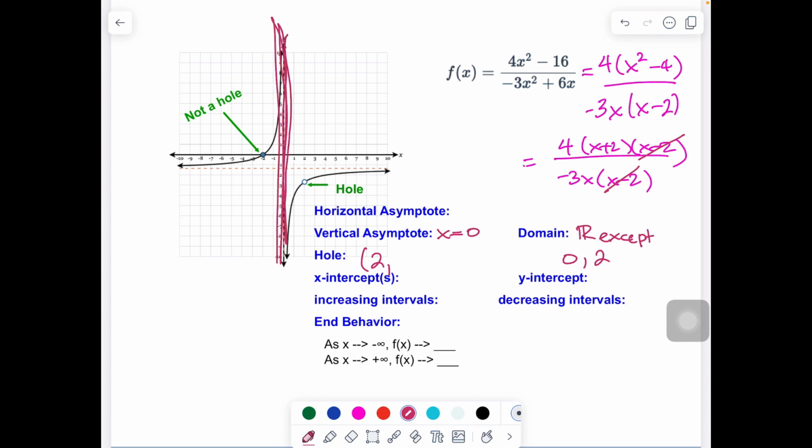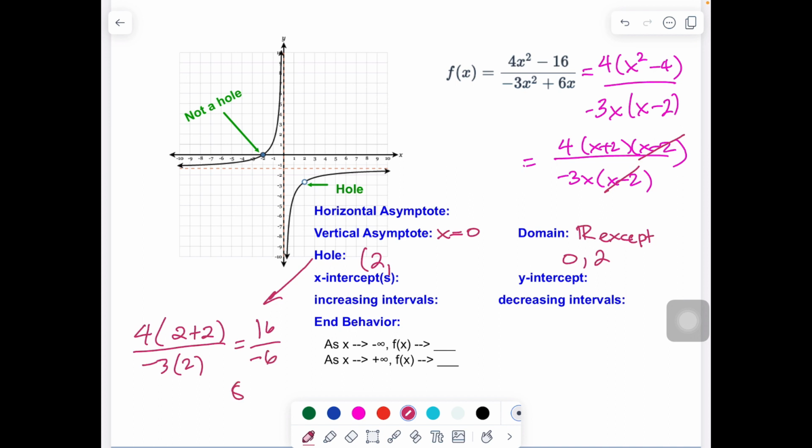Okay, what else do we have? If we want to continue on with that hole, we can plug in a 2. If we plug it in, we want to plug it into the canceled out version. So 4 times 2 plus 2 over -3 times 2. That's 4 times 4, which is 16. That's -3 times 2, which is -6. That reduces to -8/3, which is -2.6. So this hole is at 2, -2.6. I'm actually going to call it -8/3. But just so we get an approximate estimation, like does it actually work there, you can see it does fit there.